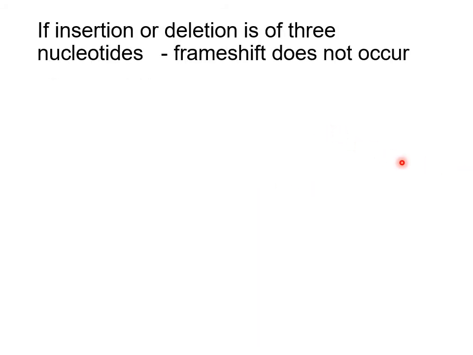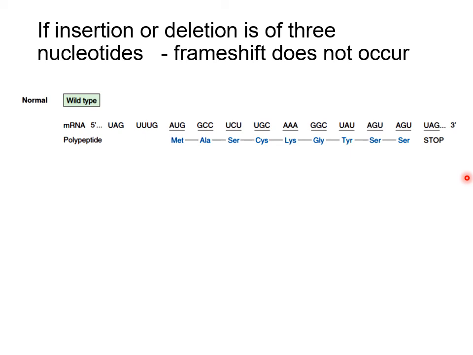Now, what happens if there is addition or deletion of three nucleotide bases? That is, if three nucleotides are being added or three nucleotides are being removed, what will happen? It does not cause frame shift mutations. Rather, it results in a protein which may have an additional amino acid or there may be an amino acid missing, based on whether it is the insertion or deletion.